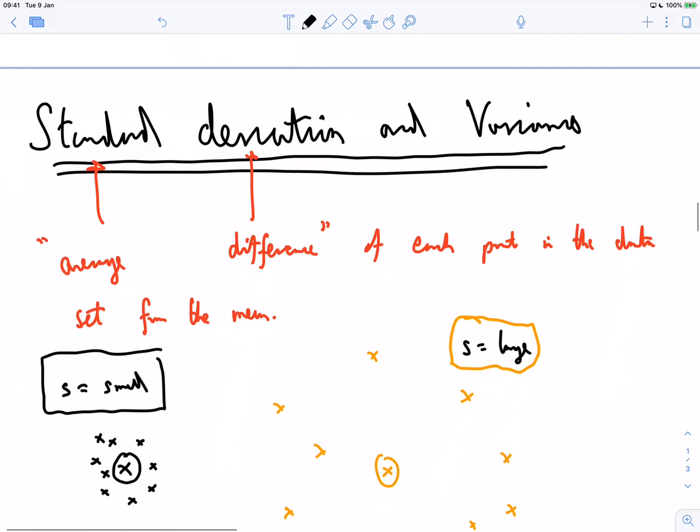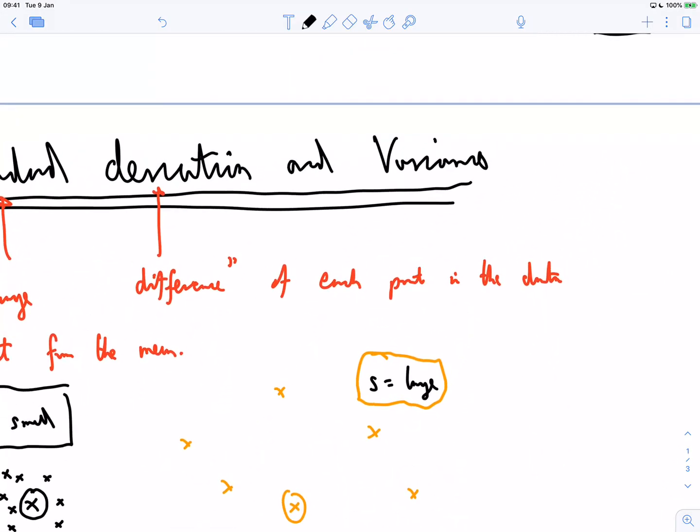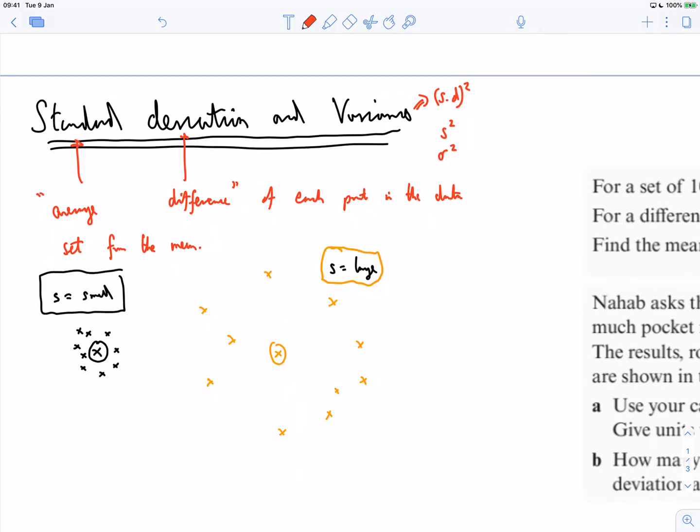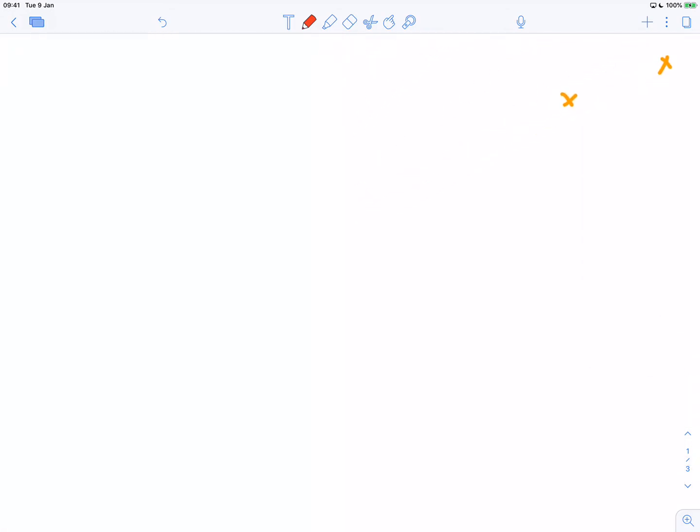Quantifiably, by the way, the variance is really easy to work out. The variance is just the standard deviation squared. So it's S squared or sigma squared. So whatever value we get for the standard deviation, we just square it and that gets the variance. I mean, they're very interlinked. Okay. So, how do we calculate the standard deviation? How do we calculate S?